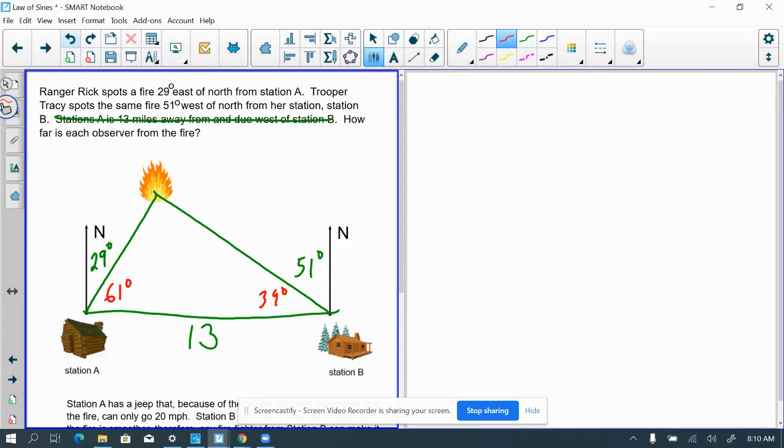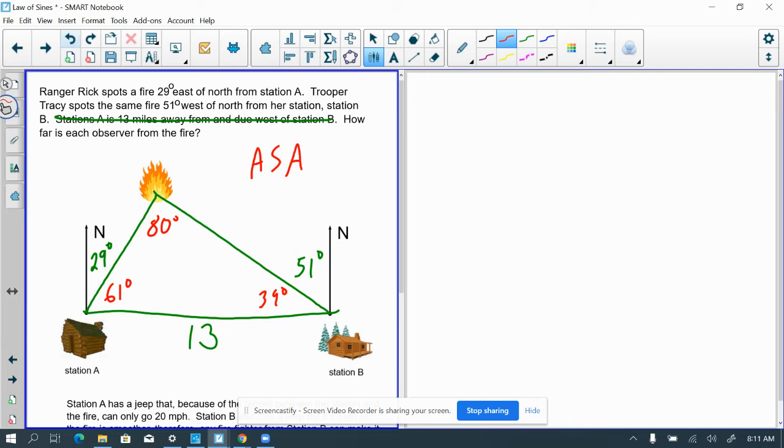Well, I have angle, side, angle. I have an angle, side, angle. Can I do law of sines? Remember, you need an angle and its opposite. Well, I can figure out that angle pretty easily just by subtracting from 180. So 180 minus 61 minus 39 gives me 80 degrees. And I want to find out how far is Trooper Tracy and how far is Ranger Rick.